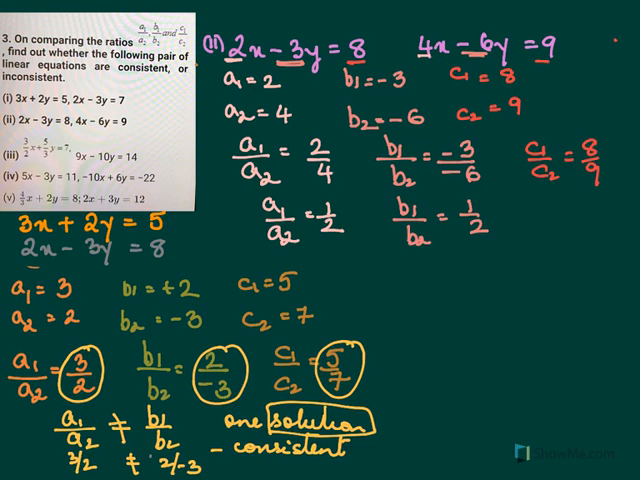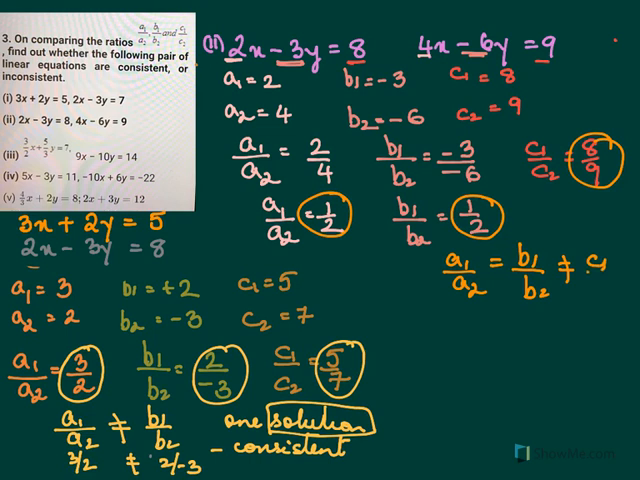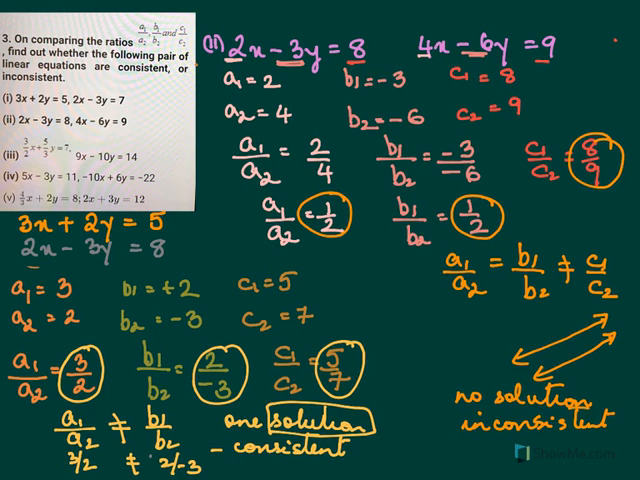So here again we see that A1 by A2 is equal to B1 by B2, but not equal to C1 by C2. In this case, we get parallel lines. This is the condition for parallel lines. And you know parallel lines have no solutions. They do not meet. No solutions means inconsistent. These lines are inconsistent. The equations are inconsistent.